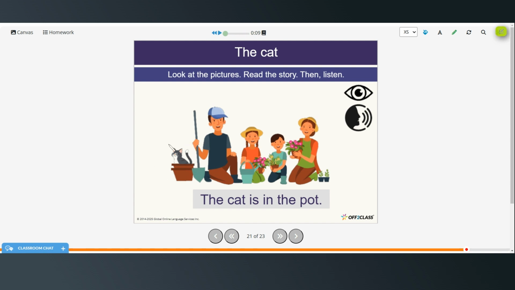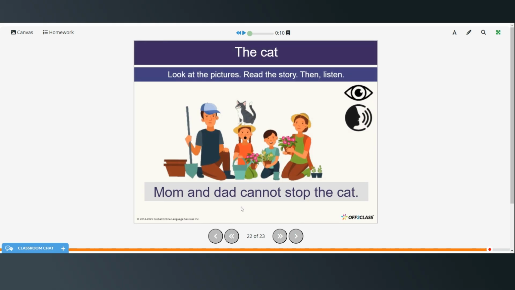So this time, here's the cat right there in the pot. Now look at the pictures, read the story, and we'll listen again.